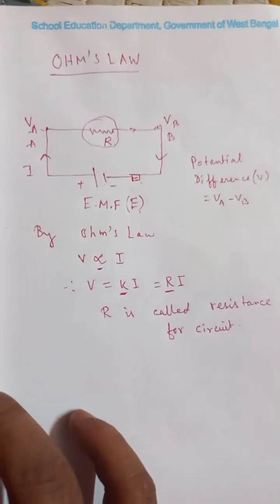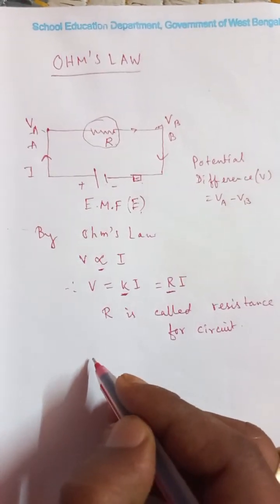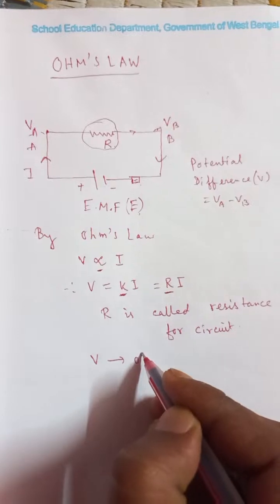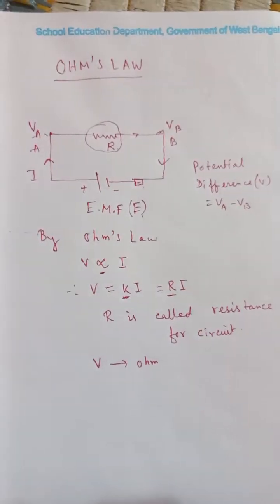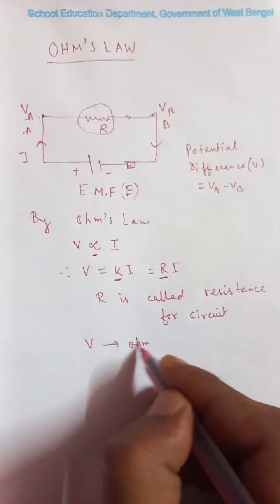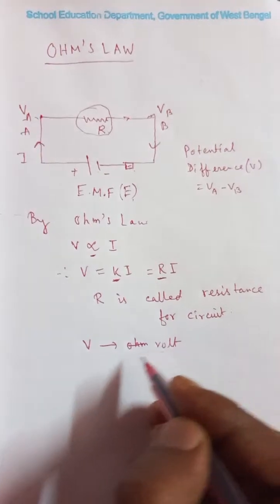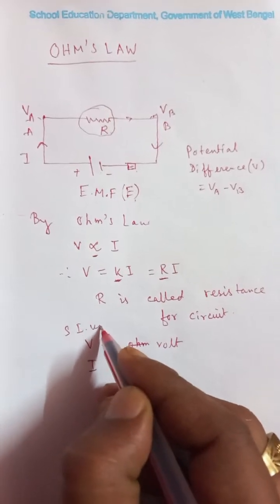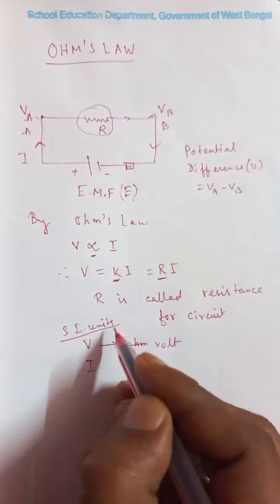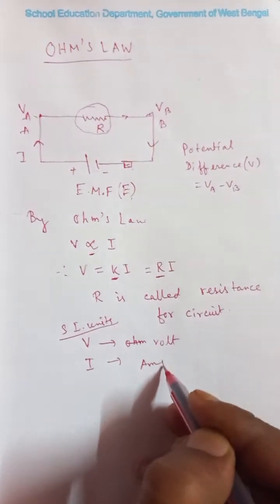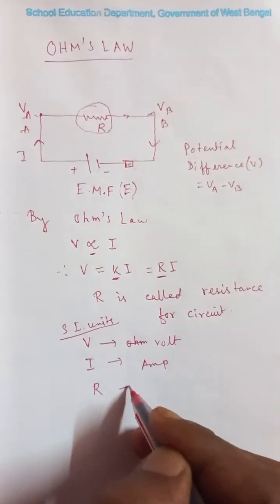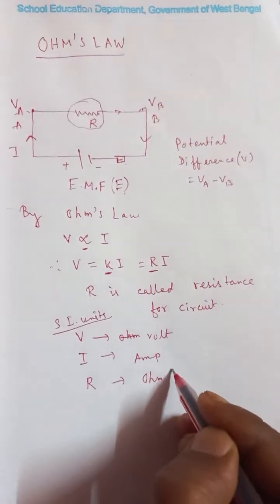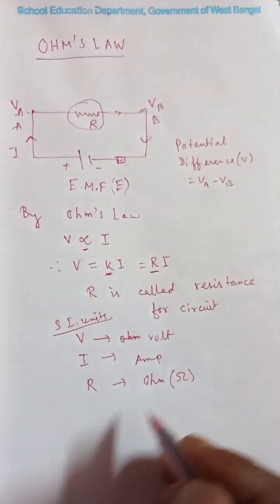So you know the unit of potential difference is volt, and I in SI units is ampere, then the unit of R will be Ohm, which is written in this way, R.